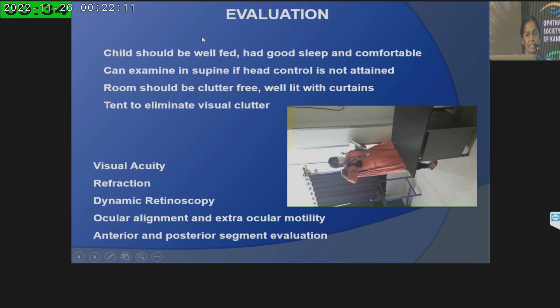This is our CVI clinic. The evaluation should be done in a clutter-free environment. It's not good to do CVI assessment in our busy OPD.